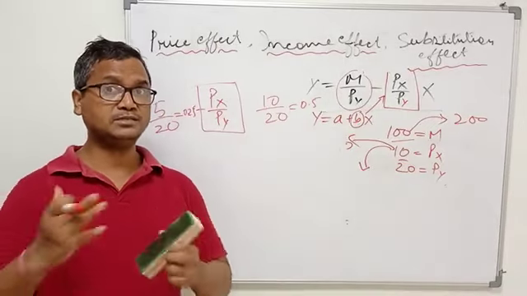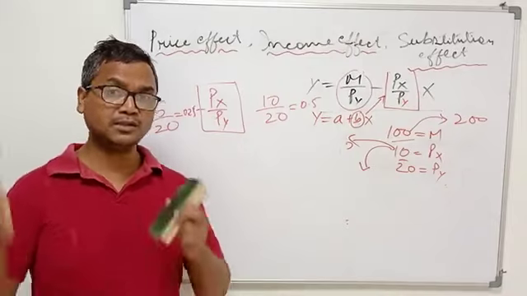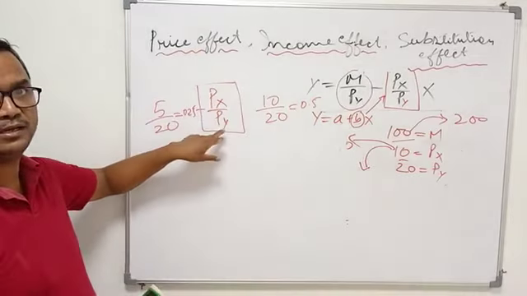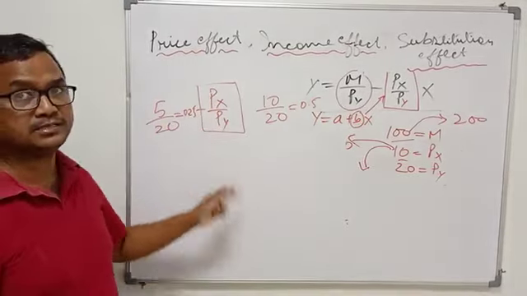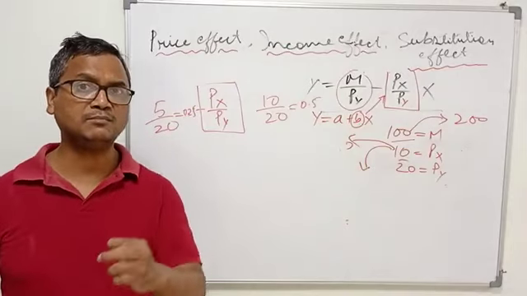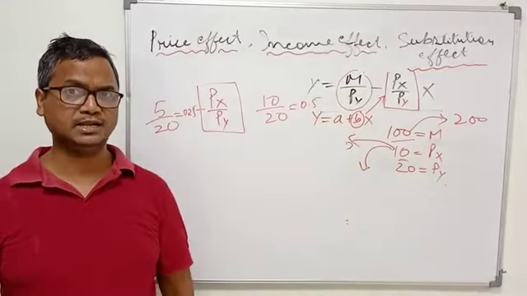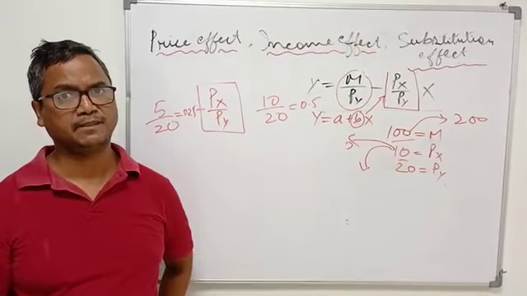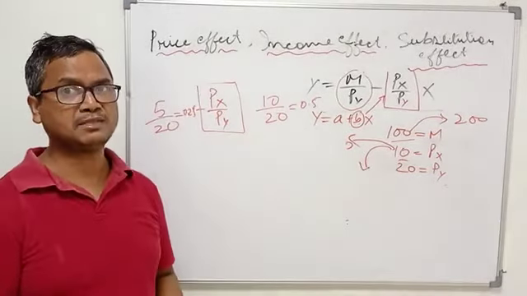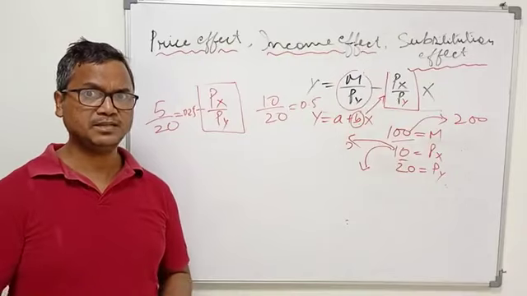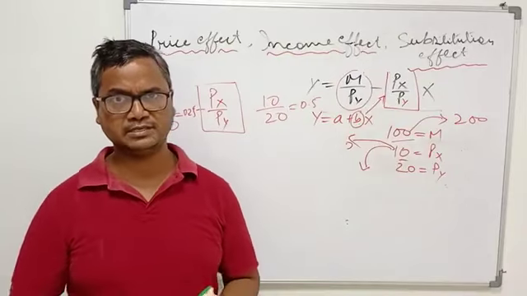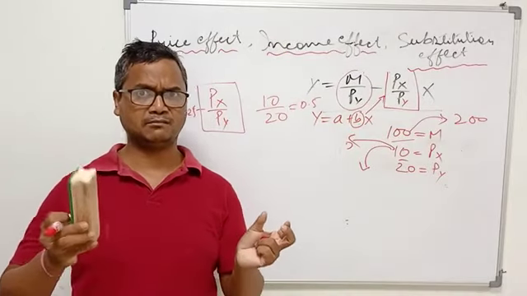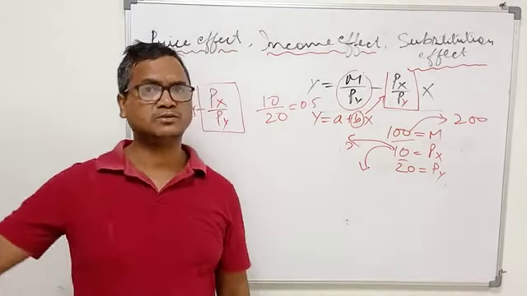When there is a change in the consumption of goods only due to the change in relative prices, relative prices meaning the price ratio, with your real income remaining constant, that situation is known as the substitution effect. Clear? Let me say it once again. The substitution effect means changes in the consumption of goods and services when the relative prices change alone, and your real income remains constant.